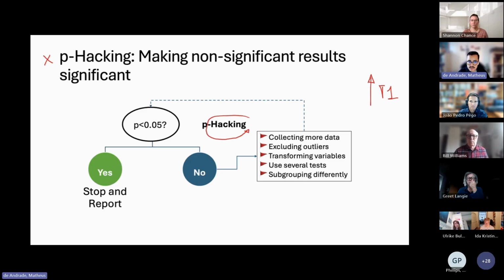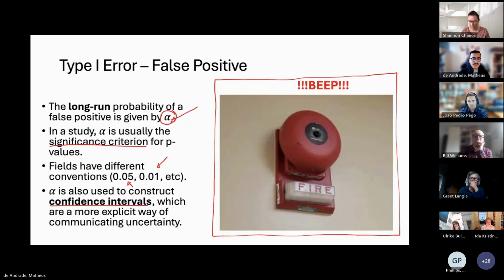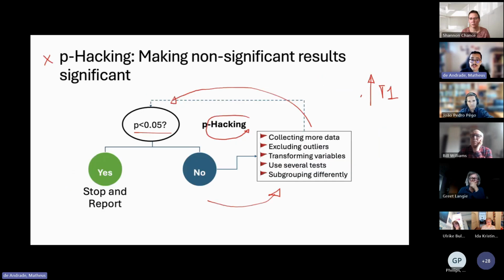collects their data and checks: is my p-value smaller than 0.05? If it's not, the researcher might do several other things, like collecting more data, excluding outliers, transforming variables, using several tests, or subgrouping differently, iteratively, until significance is reached. The problem with p-hacking is that even though we agree at the start of the research that the probability that our fire alarm is going to go off when there's no fire is alpha, p-hacking increases that probability in ways that we cannot know.